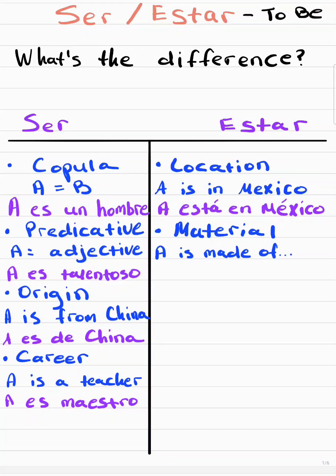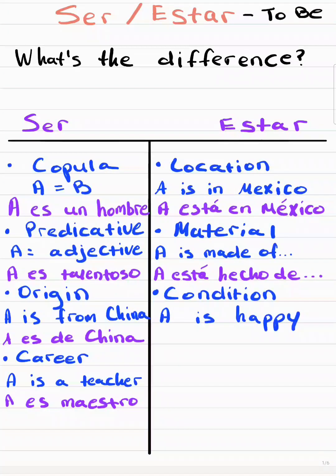If something is made of a material, we say it's hecho de, está hecho de. And this is a really weird one because we kind of think of this as more of a permanent thing, which is associated with ser, but this is one of those exceptions. We say está hecho de.